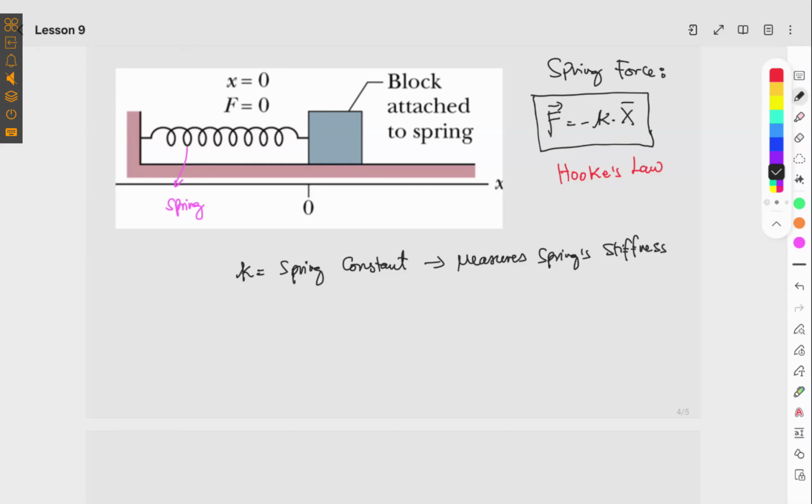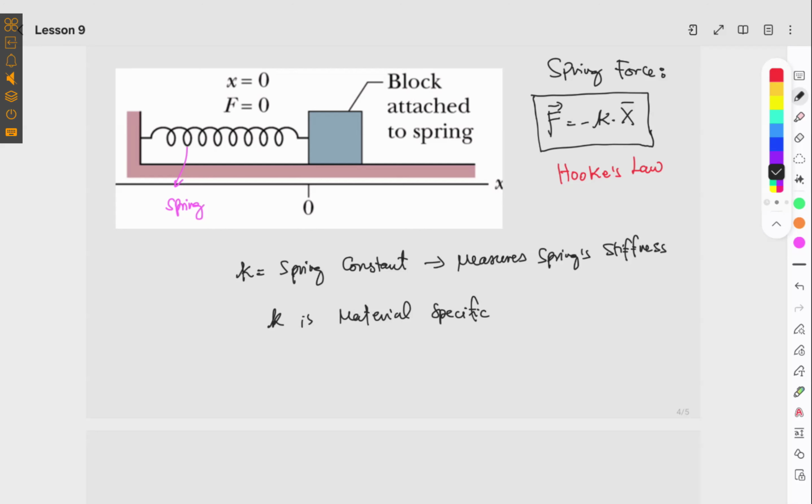K, the spring constant, is different for each material. So never spring constant is material specific to a different material. So K is material specific. Okay.